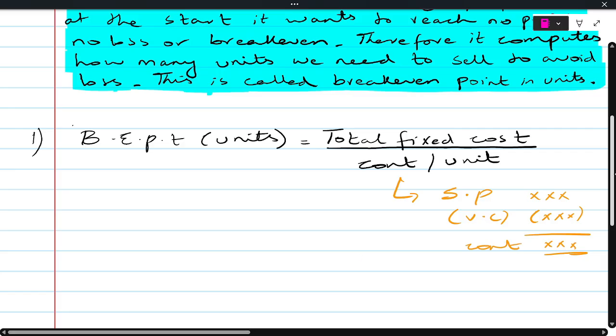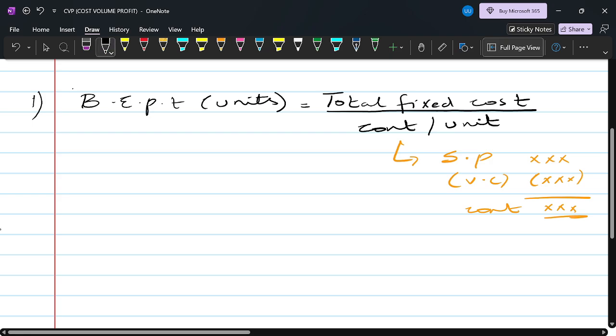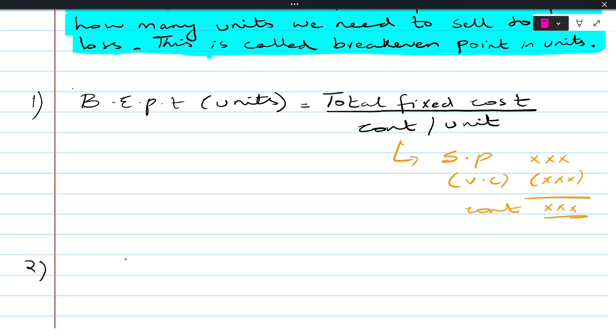Okay, now the second formula that you need to remember is how to calculate the break even point, but this time in terms of revenue. Now how is this different than the first one? Because in the first one we were basically calculating how many units I need to sell in order to achieve the break even point. And now we are going to calculate how much sales do I need to do in order to achieve the break even point, like in terms of dollars. How much worth of revenue do I need to generate?